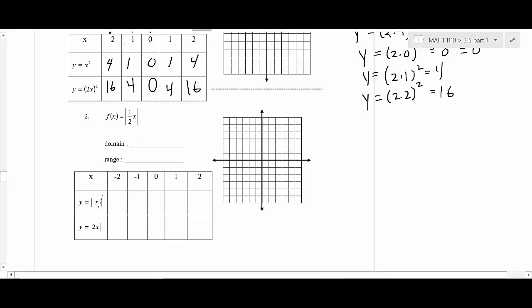All right? So we're going to do the elementary function, the absolute value of x. You just do the absolute value of each one of these numbers. Okay, like that. And let's plot those out. So we have negative 2, 2, negative 1, 1, 0, 0, 1, 1, and 2, 2. So you want to go ahead and get those things plotted.